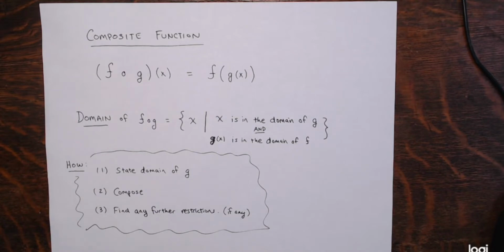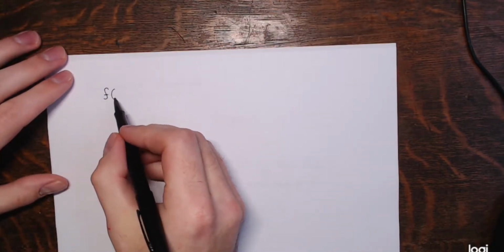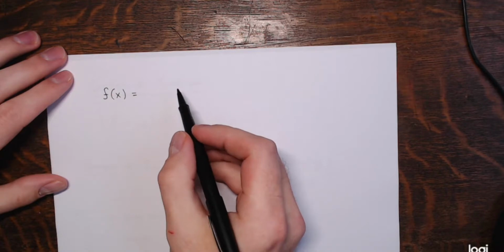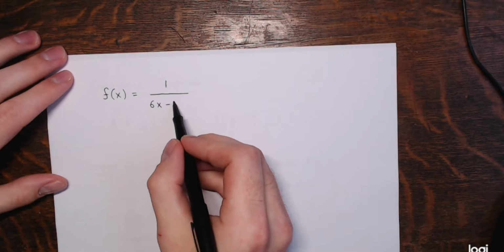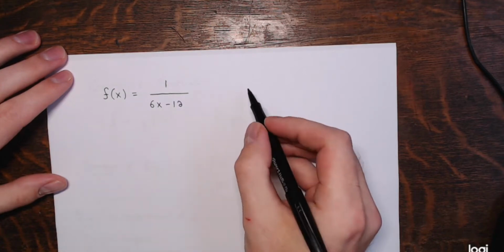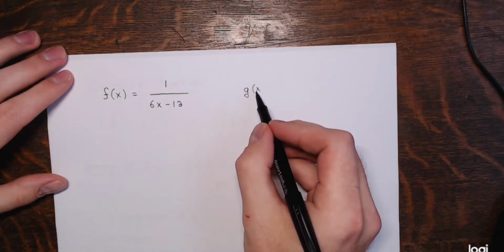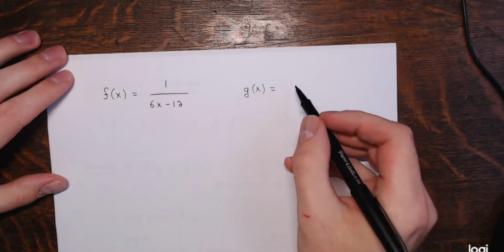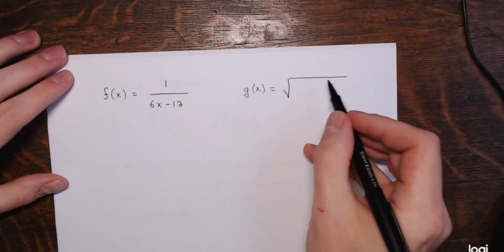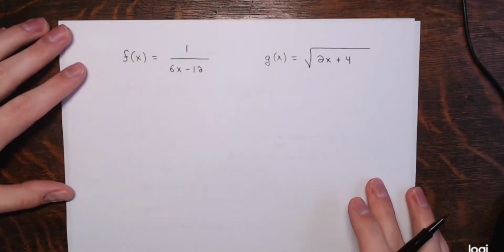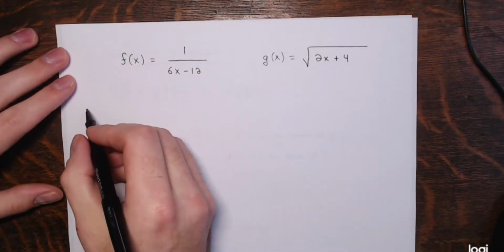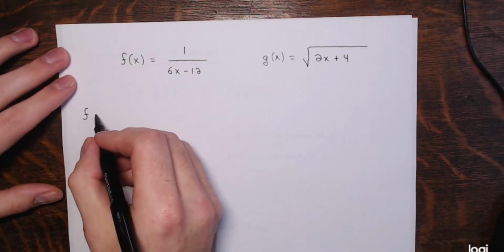Alright, so our first example, this first question, we're given the following. f of x is the function 1 over 6x minus 12. And this other function g of x is a square root. It's the square root of 2x plus 4. And we're asked to find the domain of f composed with g.